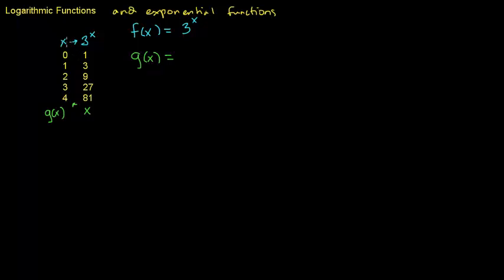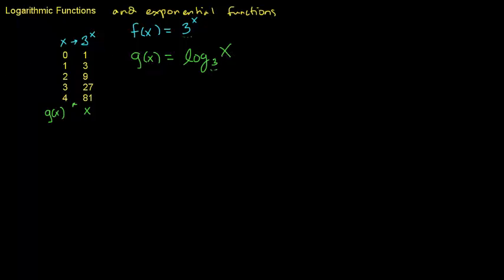Anytime you can read a table from left to right and you get an exponential function, then you can read the table from right to left and you get what's called a logarithmic function with the same base. Here, our exponential function has a base of 3. Our logarithmic function also has a base of 3. And you say g of x equals log base 3 of x.